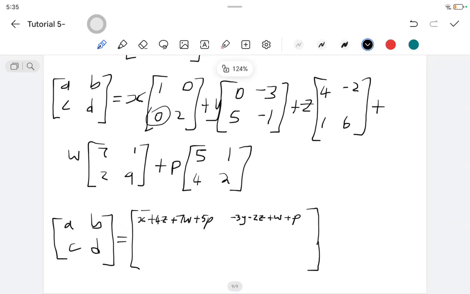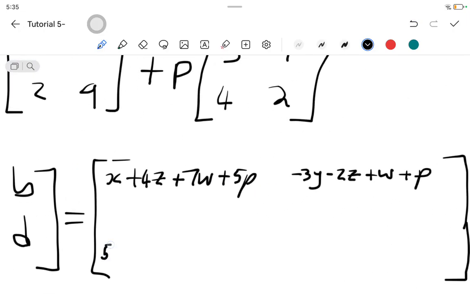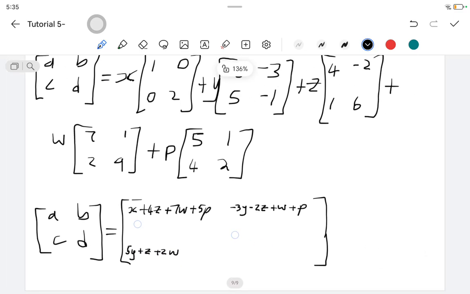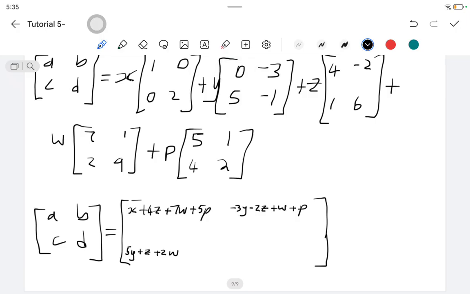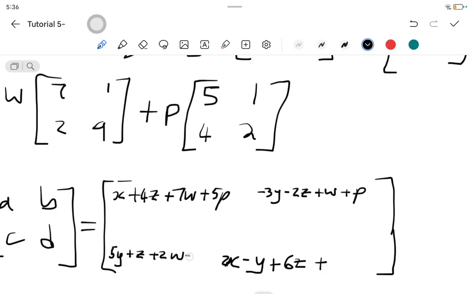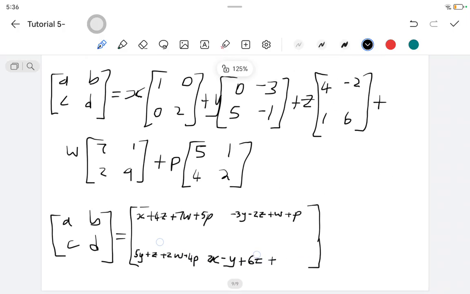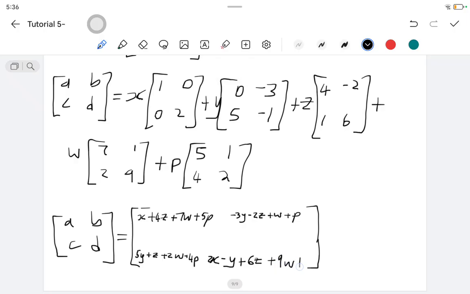Then we come to the third entries. There's no x, right? It's just 5y, z, 2w, plus 4p. And then the last one is what? 2x minus y plus 6z. Didn't they include p on the last one? This one didn't include p. It's plus 9w plus 2p.